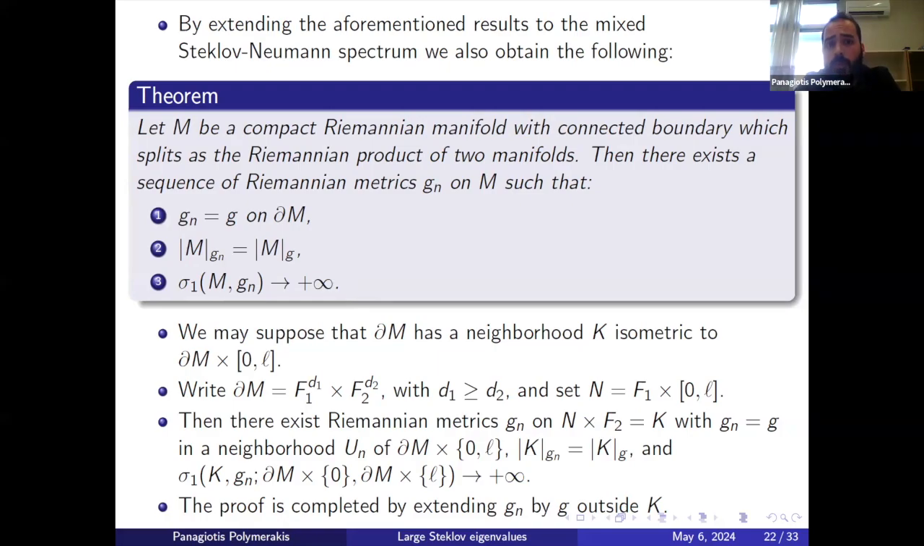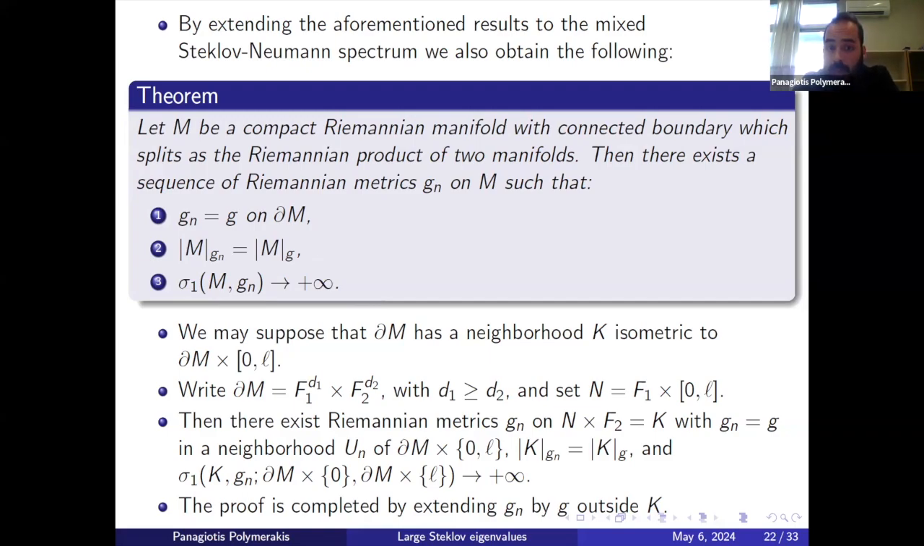As we said, this follows quite easily by the extension of the previous result to this setting of mixed Steklov-Neumann spectrum. Okay, so first of all, in this setting, we may suppose that the boundary has a cylindrical neighborhood. So we begin with the Riemannian metric on the boundary. We extend it to the product metric in a sufficiently small neighborhood of the boundary, and then extend it to a Riemannian metric on the whole manifold so that it has the same volume. And in this step is actually that we lose control of the volume element. That's why we are able to say something only about the volume of the whole manifold.